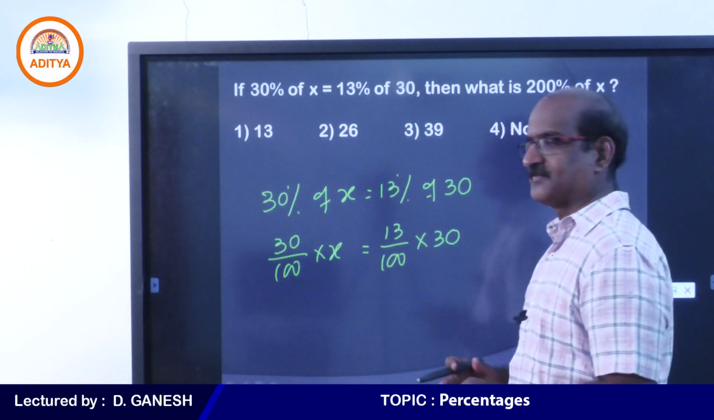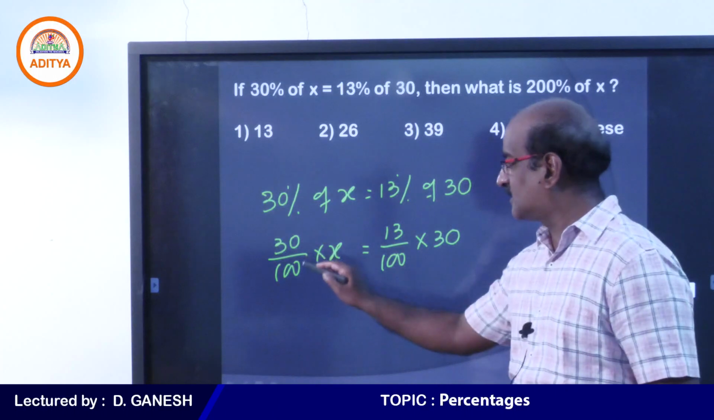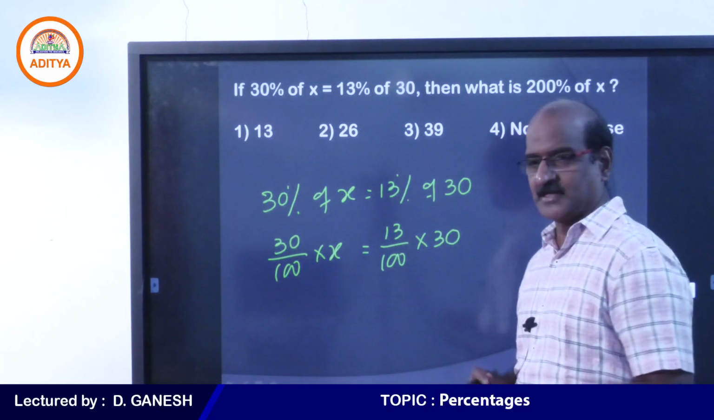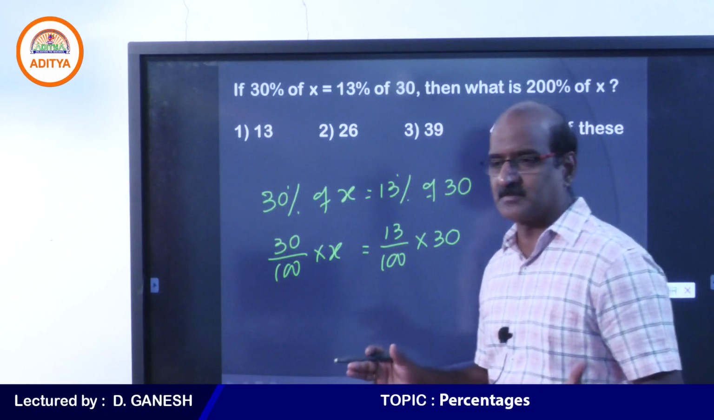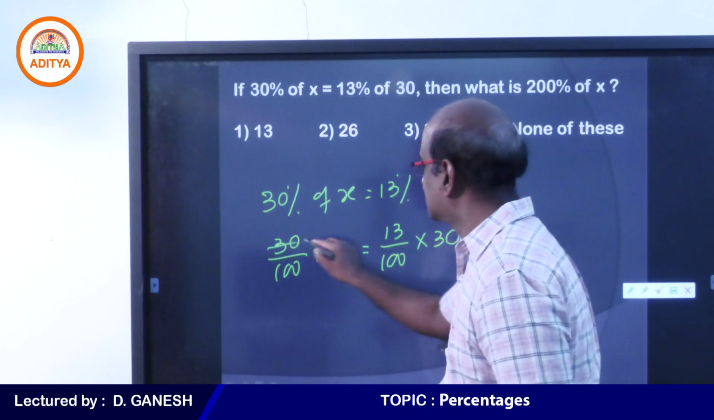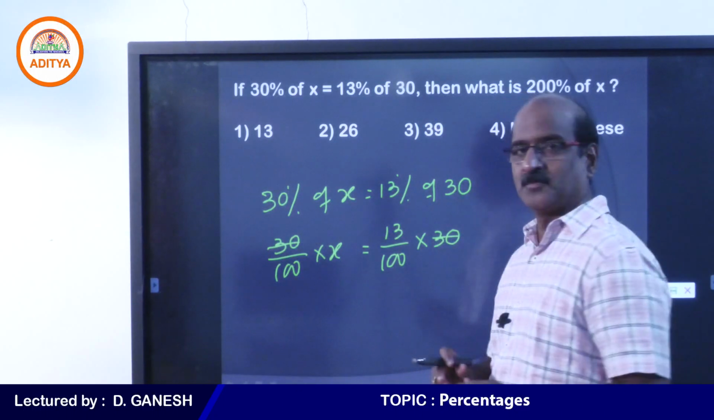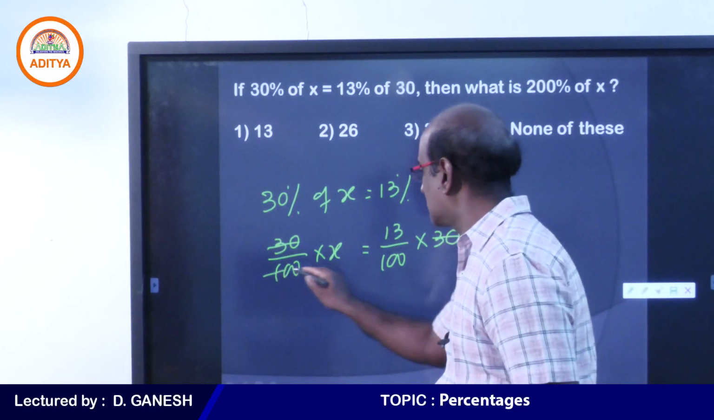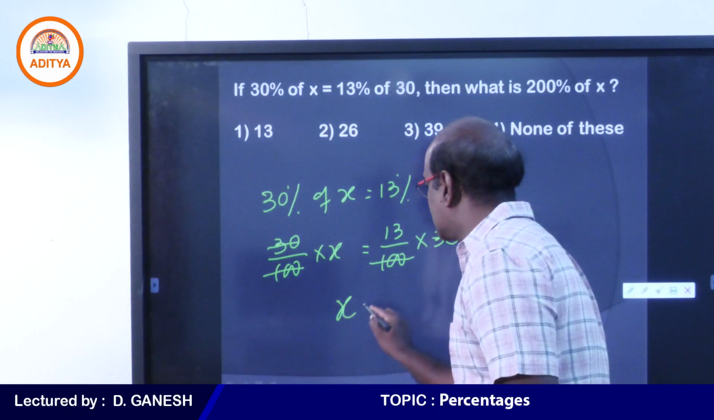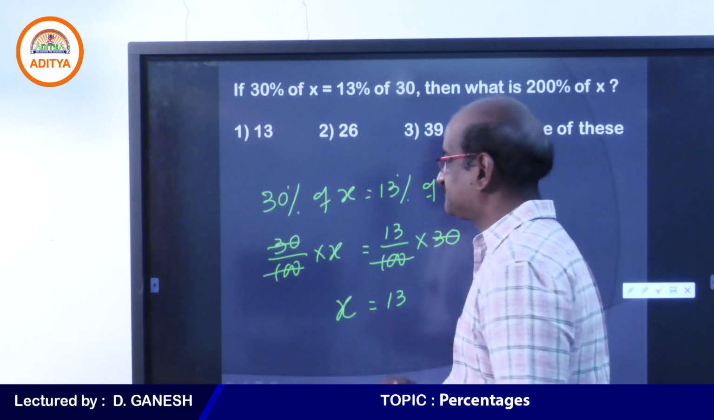You get it? See, 30 by 100 into X is equal to 13 by 100 into 30, because the percentage is something like this, right? Now you do the necessary cancellations. 30 can be cancelled in both the ways, and of course 100 also gets cancelled. So tell me, student, how much are you left with? X is equal to 13.